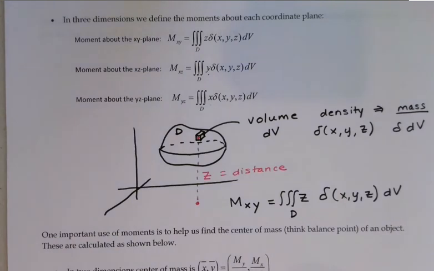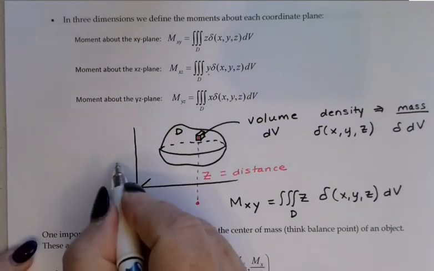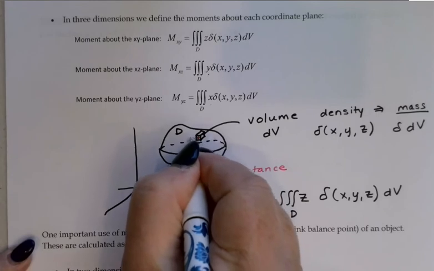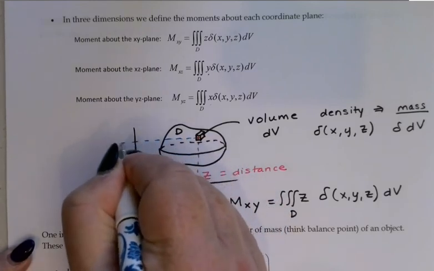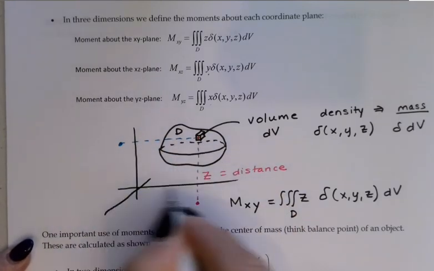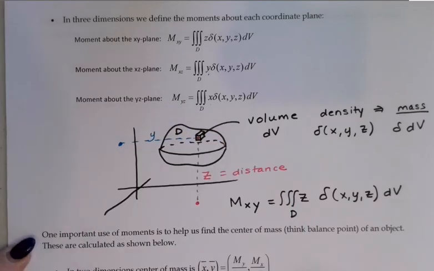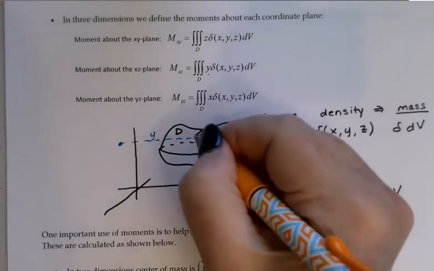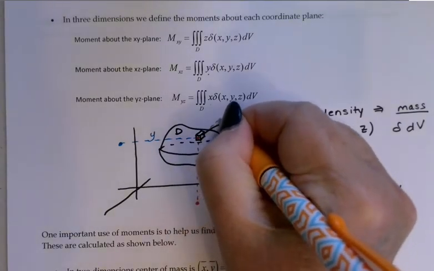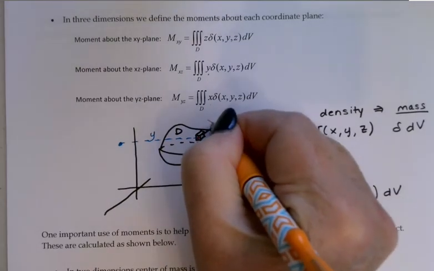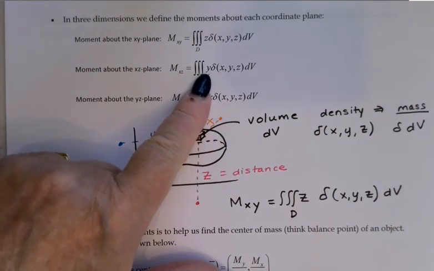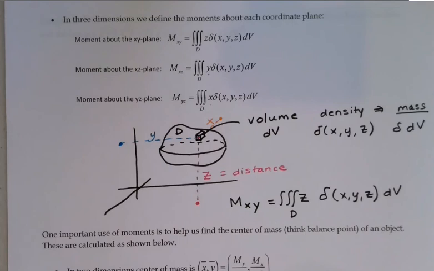If I were going to go to the xz plane, then my distance here would be a y distance. And the hardest one to draw actually is the one that goes backwards towards the yz plane. It kind of goes back this way. And that would be an x distance. So you've got the y as the multiplier and the x as a multiplier.